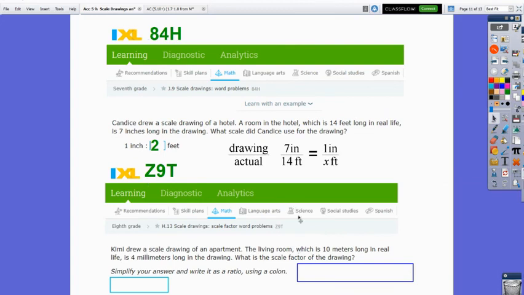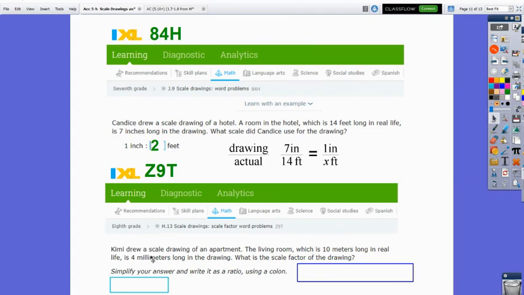Okay, that's what's happening down here in the second one. So in Z9T, it's working with scale factors. Okay, so Kimmy drew a scale drawing of an apartment, and the living room, which is 10 meters long in real life, is 4 millimeters in the drawing. Wow, 4 millimeters in the drawing. That's like the width of the pencil eraser. Not even. Okay, that's a pretty small drawing. All right, but anyway, 10 meters in the room, 4 millimeters in the drawing. What is the scale factor?